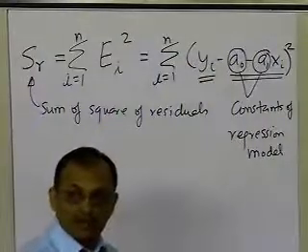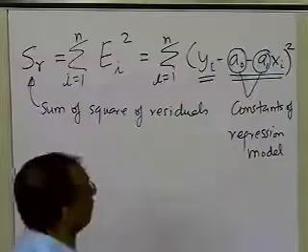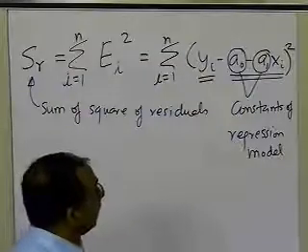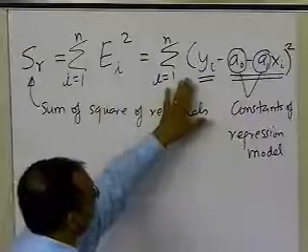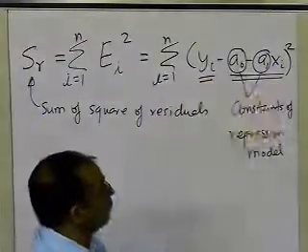You cannot make it exactly 0. If you make it exactly 0, that means the straight line has to go through all the data points, which is not going to be the case when you're doing regression. So you want to be able to make this as small as possible.